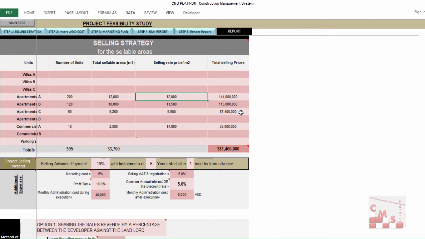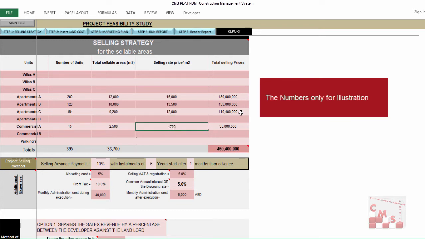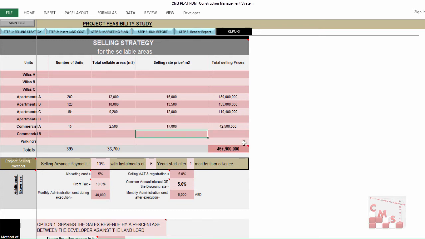So let's increase the sellable rate here to 15,000 for this apartment, and make it 13,500 for this kind of apartments, and let's make 12,000, and for the commercial make it 17,000. So that's the new selling revenue, or the new selling price, for the project.